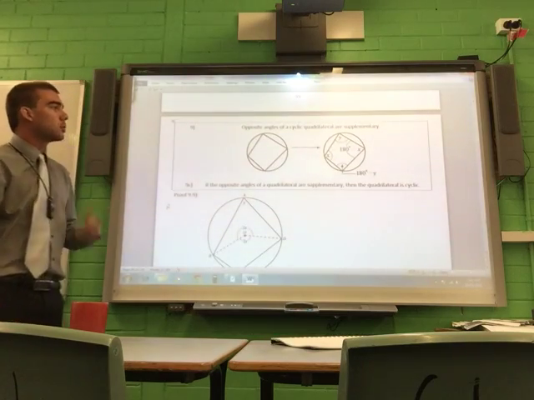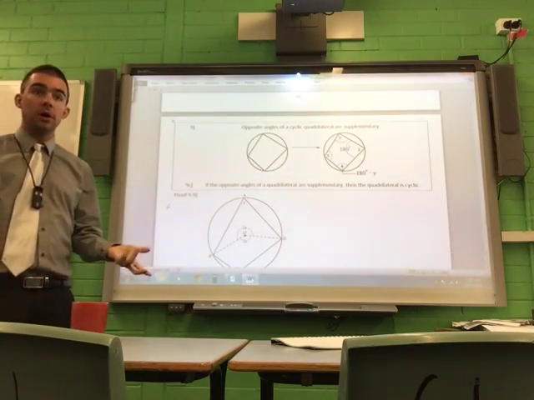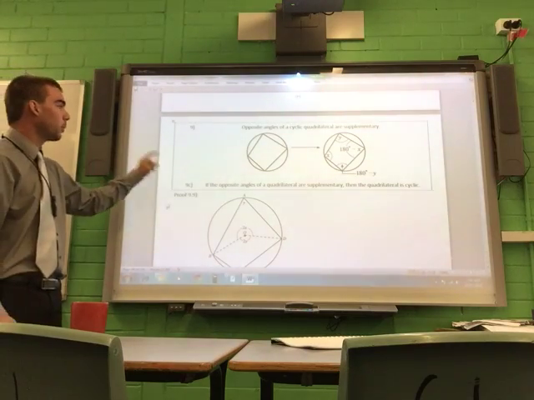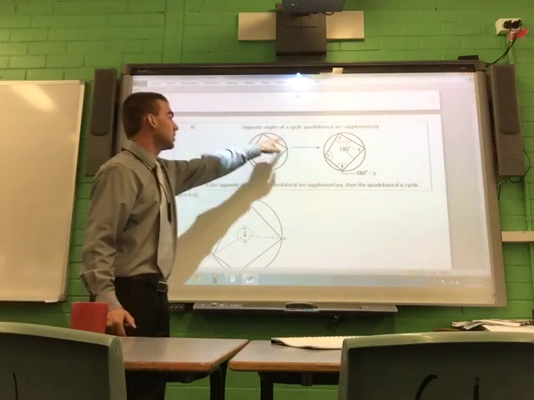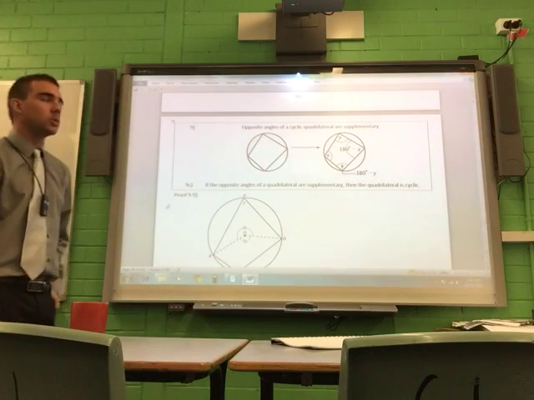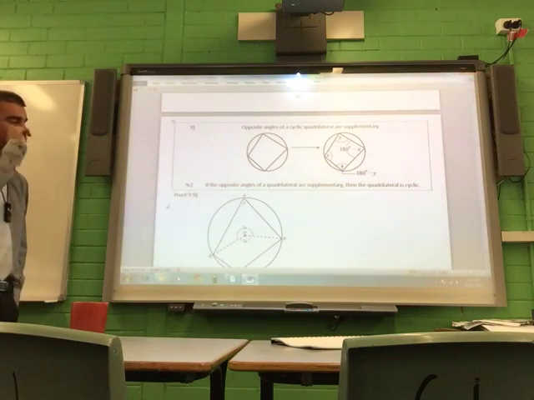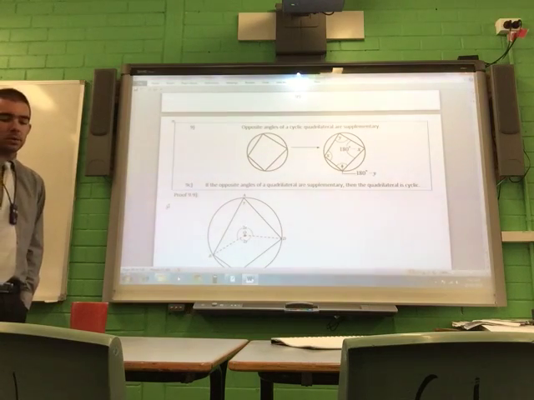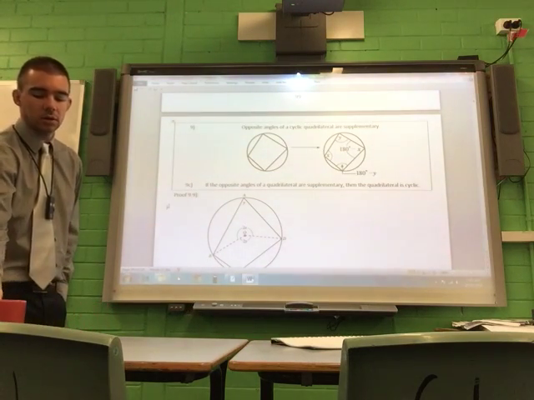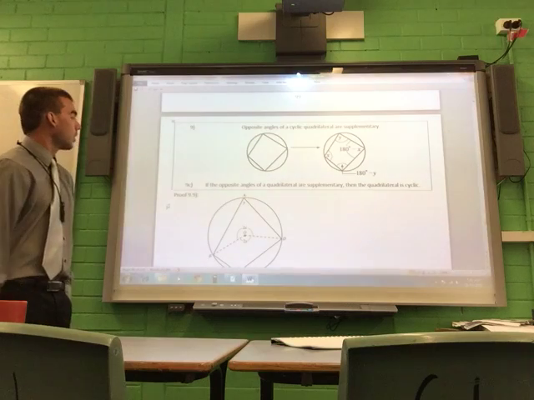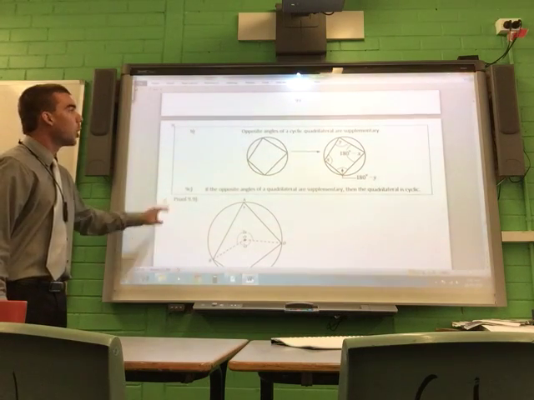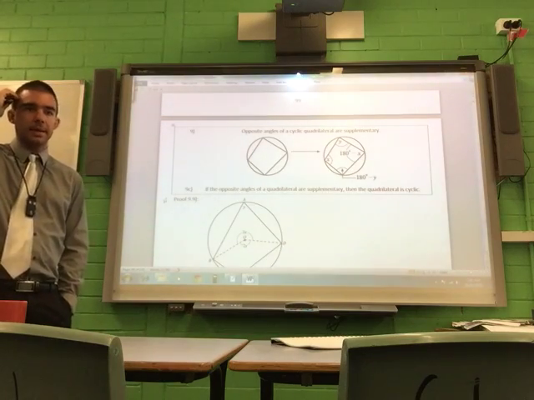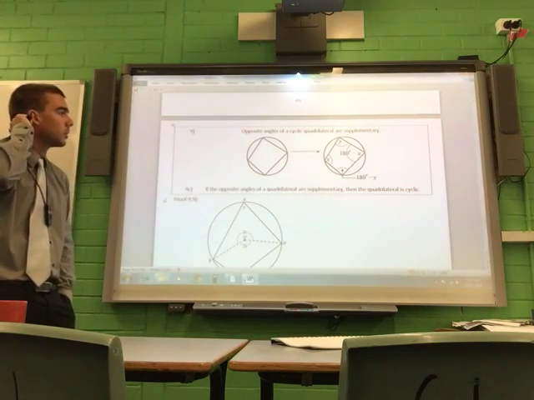Alright, so a cyclic quadrilateral is a quad which has four concyclic points. So we've got A, B, C, D for example. Now there are a couple of properties that we're going to look at involving the cyclic quadrilateral. So number 9, the opposite angles of a cyclic quadrilateral are supplementary. Supplementary means they add to 180 degrees.